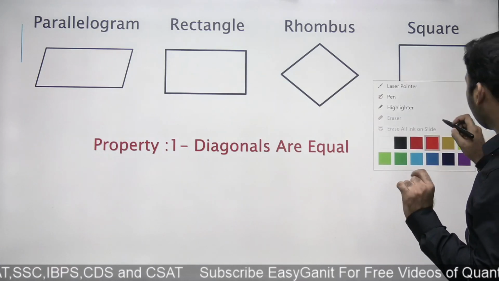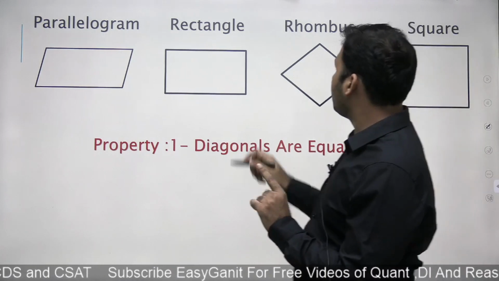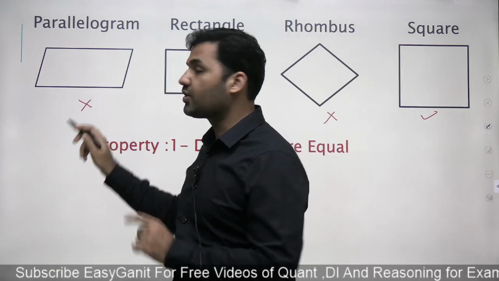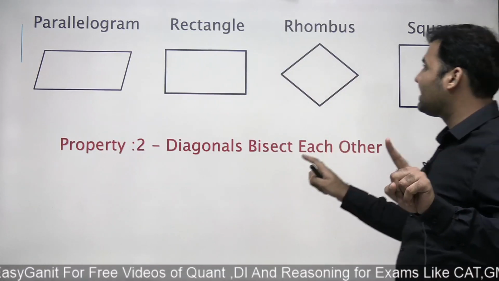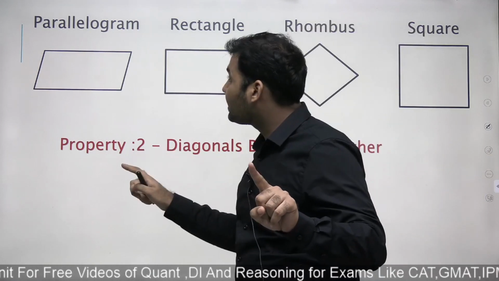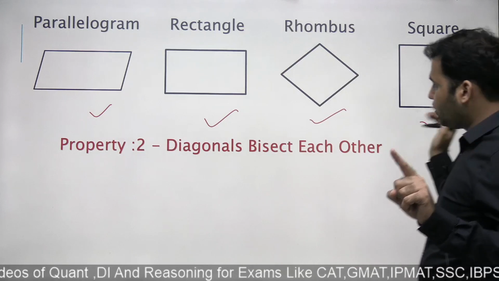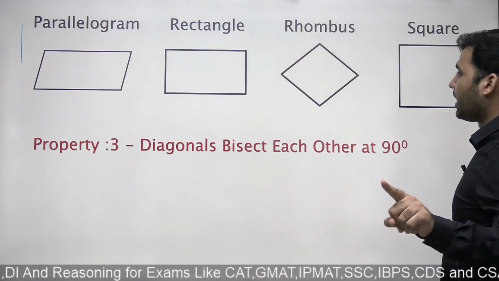So let me just give you a quick revision of what we discussed in the first part. Diagonals are equal for rectangle and square. They are not equal for parallelogram and rhombus. We have done the proof of it. Please watch part 1. Diagonals bisect each other for all of these 4 figures. This is a property that is true for all of these figures. Again, the proof is in part 1. Please have a look at it.